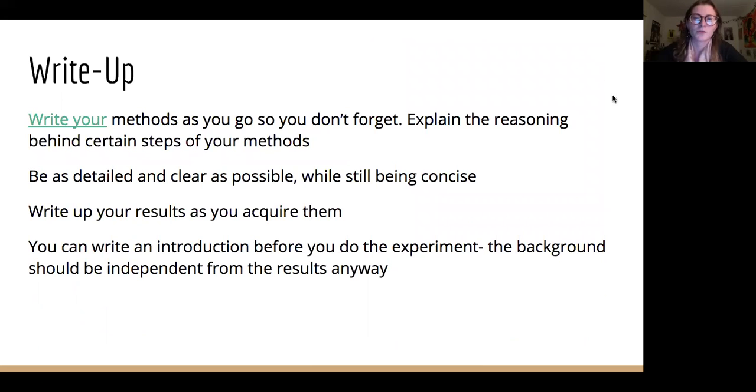So getting back to how to create your own experiment, here are some tips that I have for doing your write-up. Write your methods as you go so you don't forget what you're doing. They can be really detailed, and explain your steps. So when I said that I was putting my bees in a tent, I want to also say that the reason behind that is because I wanted to reduce the loss of painted bees and drift to other colonies. If I just said that I put it in a tent, people coming along in 10 years and reading my paper would be quite confused as to why I did that. Be as detailed and clear as possible while still being concise. You don't want it to be really, really long and rambling.